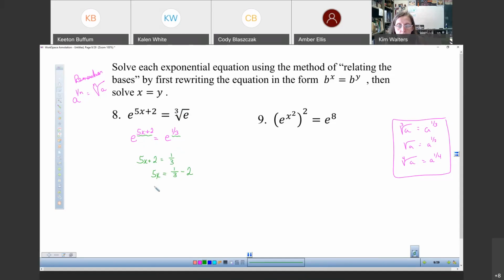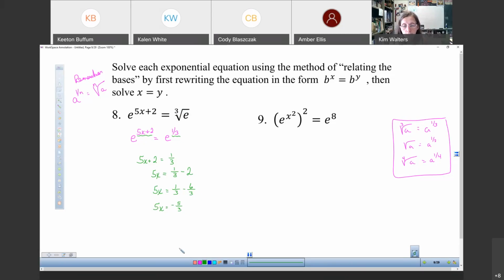I'm going to take all of the fun little amazing steps here. This is 1/3 minus 6/3. Oh yes, I can write a whole number as a fraction over 3. Yes, we can. And so then I have 5x is equal to negative 5/3.